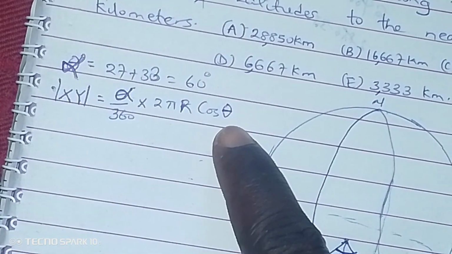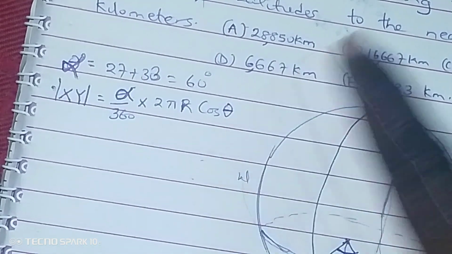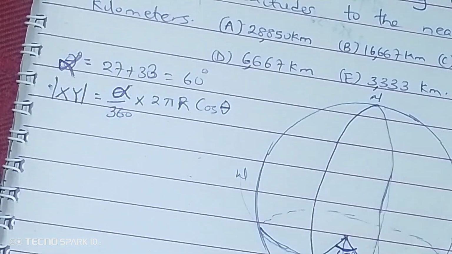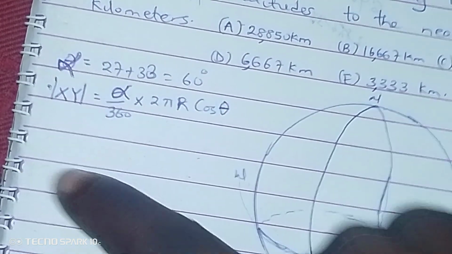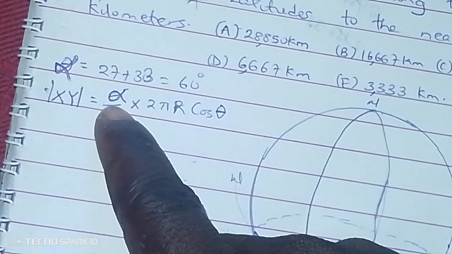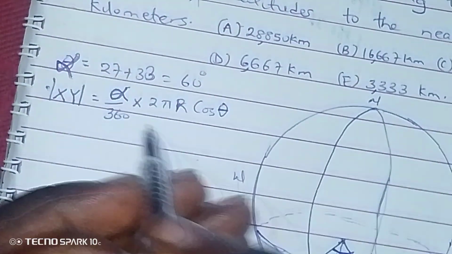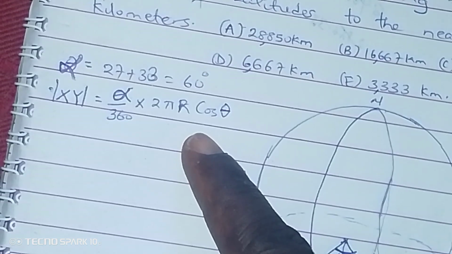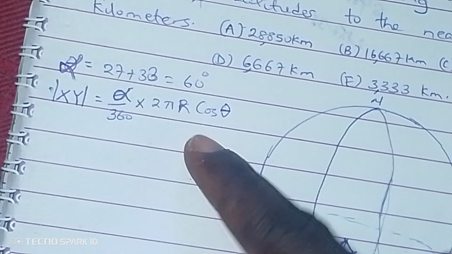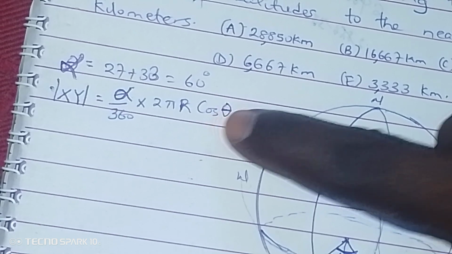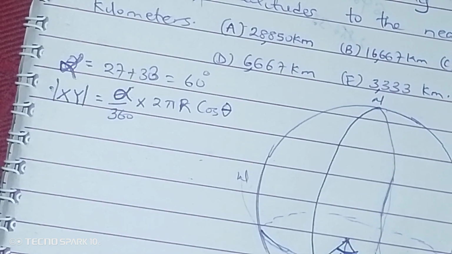The angle to be used for theta is the latitude, that's the 60 degrees, while the angle that will be used for alpha is the sum of these two that we had. So we can now input this into the formula, and that's how we get the value of xy. This is the formula you use for small circles. If it were great circles, cos theta would not have been involved. So let's see what the answer is.